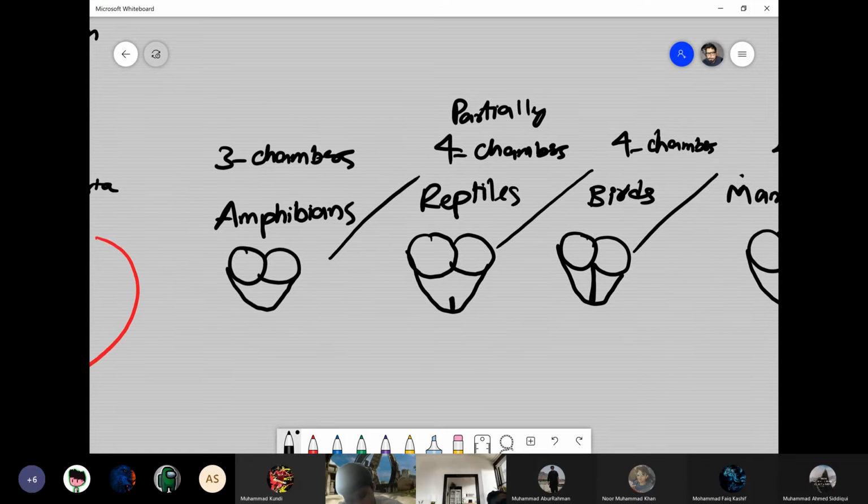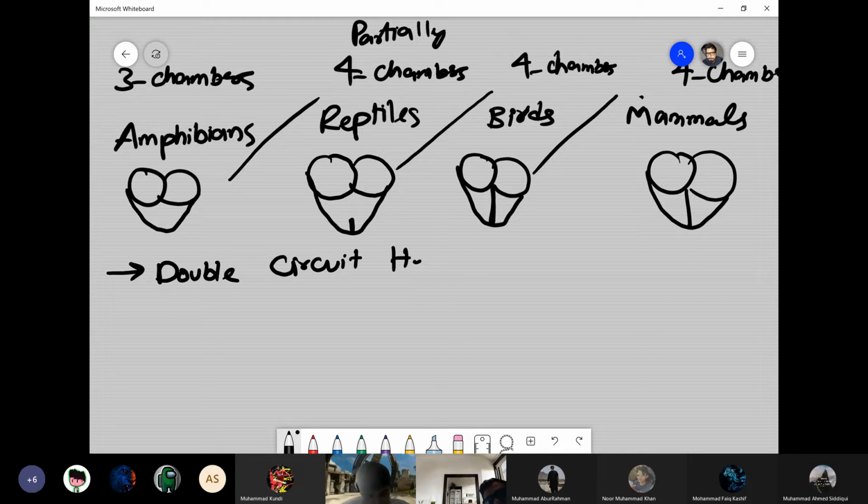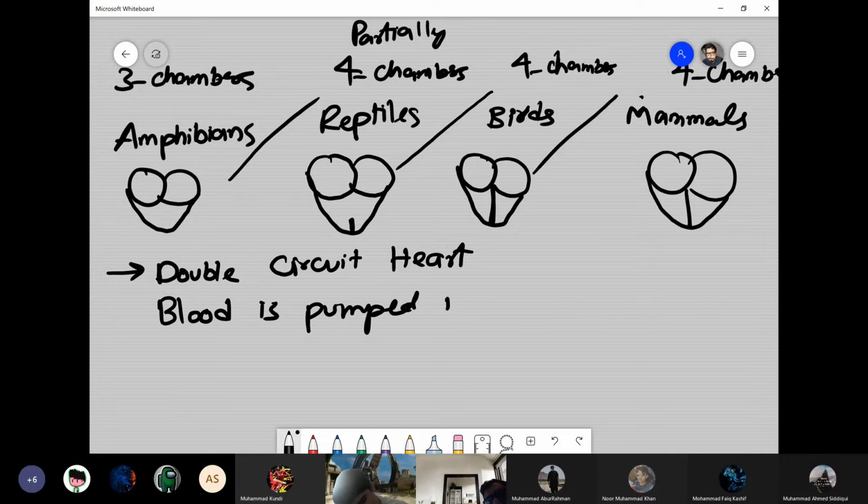Now boys, interestingly, all these four-chambered hearts are double circuit hearts. Now the question is, why are they called double circuit hearts? Because they pump the blood into two different directions.